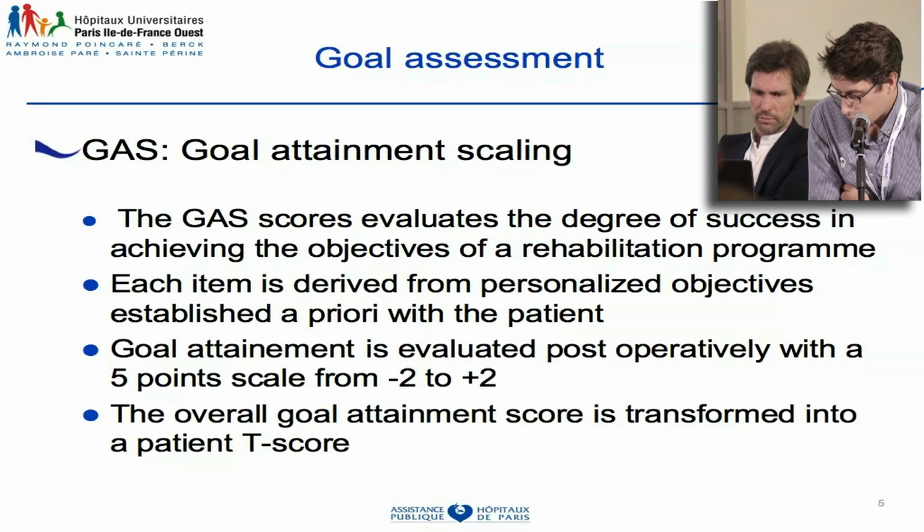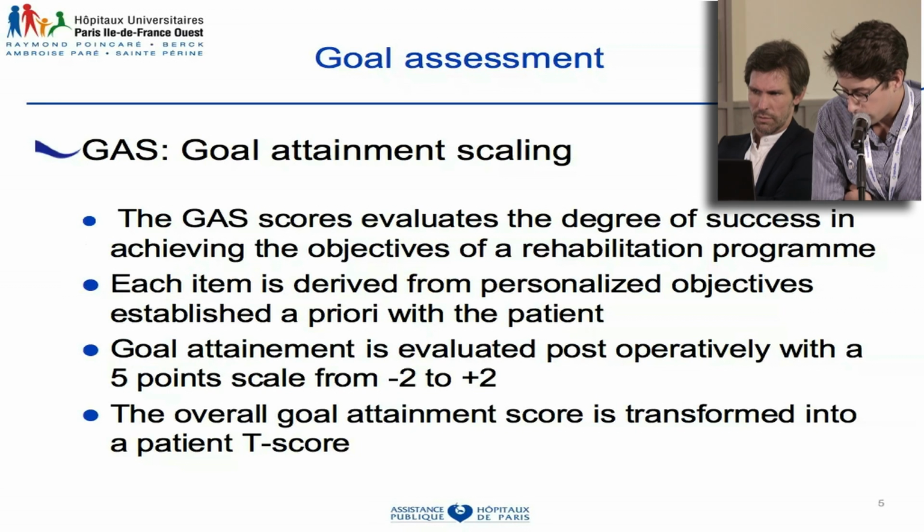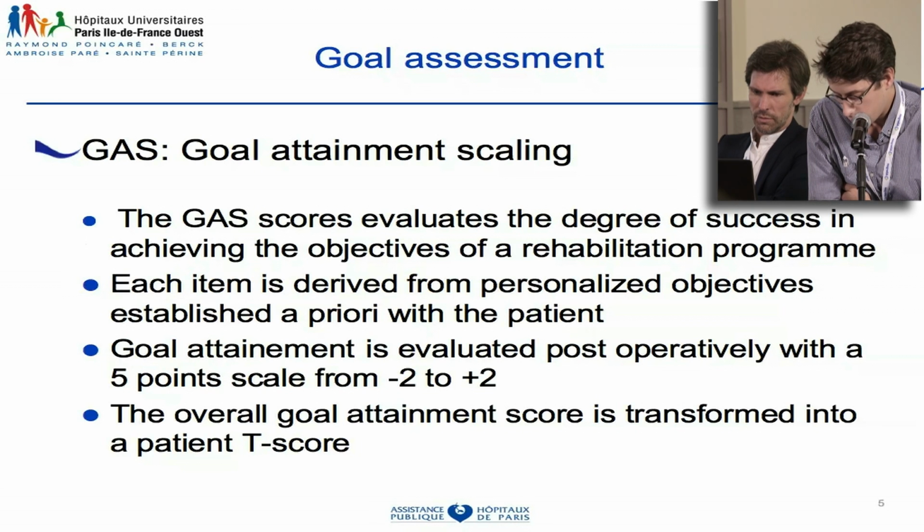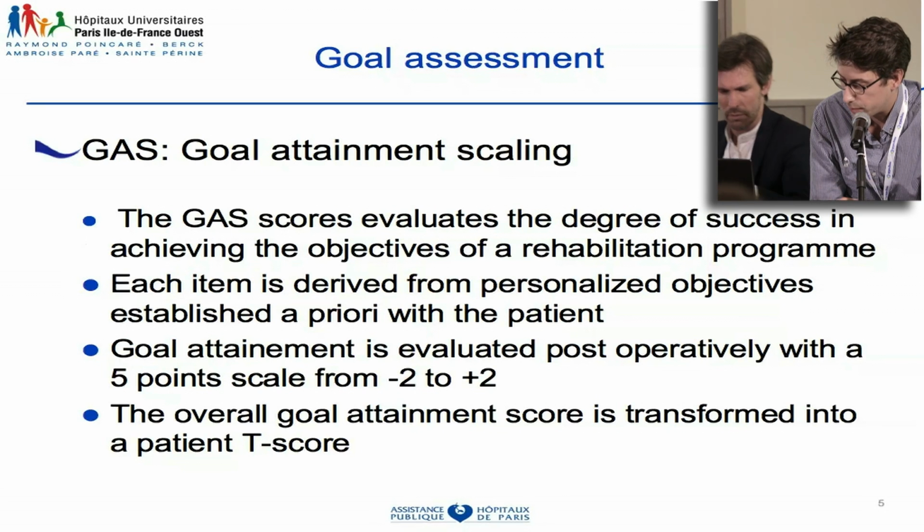The overall goal attainment score is transformed into a patient T-score using the formula recommended by Kiresuk and Sherman, which accounts for variable numbers of goals and variable weightings. The mean T-score is 50 with a standard deviation of 10.